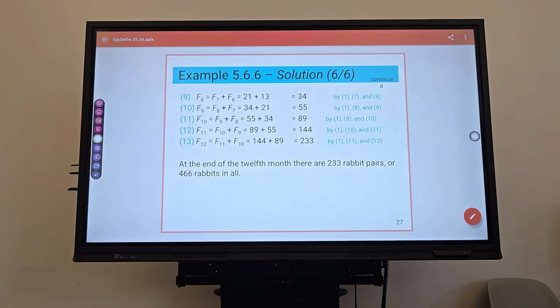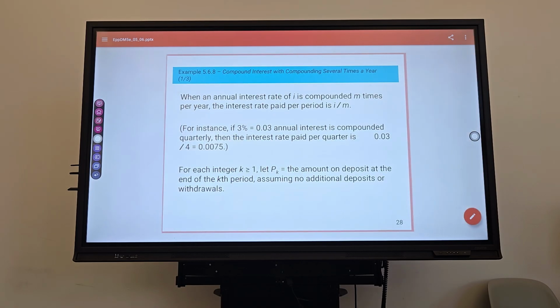Now you know where the term came from. You know what, like rabbits.